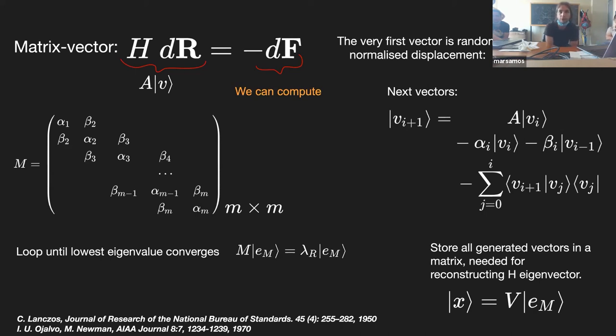And when the lowest eigenvalue converges, that lowest eigenvalue of the M matrix is a very, very good approximation of the original A matrix, which is in our case, the Hessian. And then to generate from this the lowest eigenvector of the Hessian matrix, you take the eigenvector corresponding to this lowest eigenvalue of the M matrix, and you multiply it with a matrix V, that is a matrix composed of all the vectors that were used in the Lanczos procedure. And this gives you X, which is the lowest eigenvector of the A matrix. So this would be the eigenvector of the Hessian in our case. For more details, I suggest you check these two articles that are referenced on the bottom.